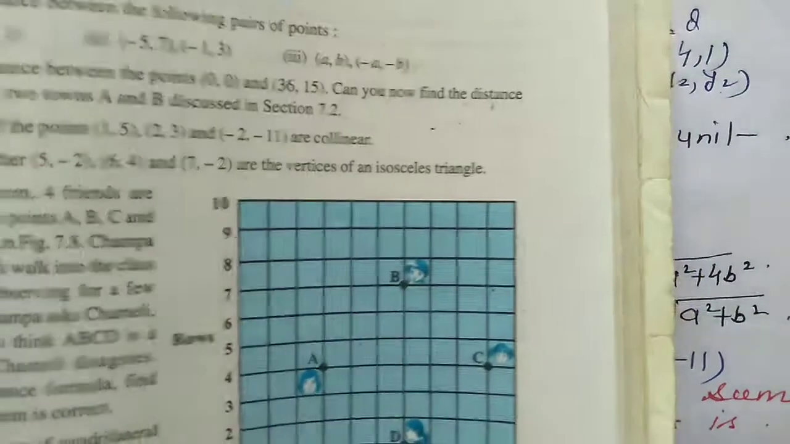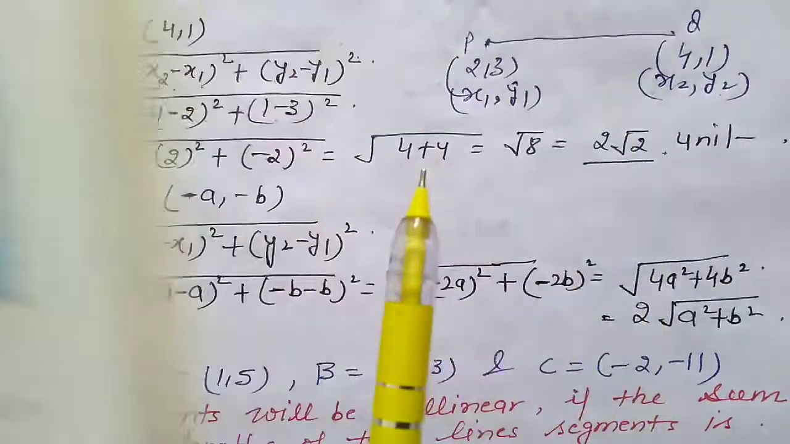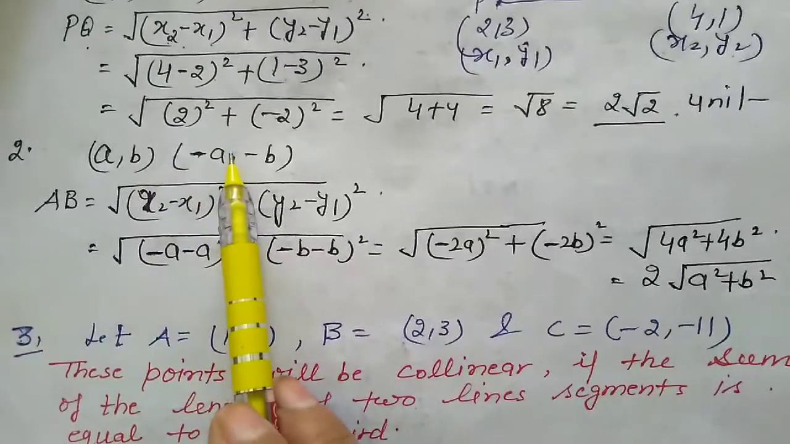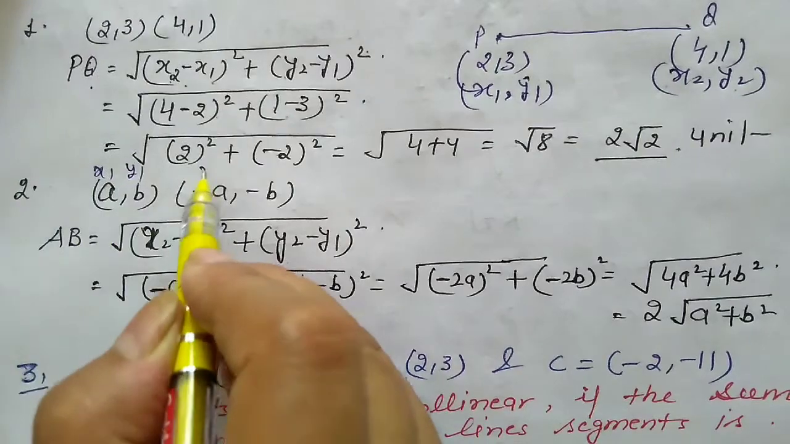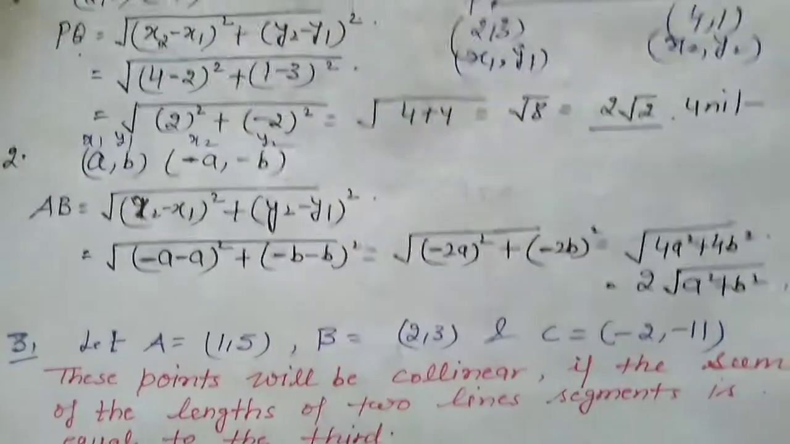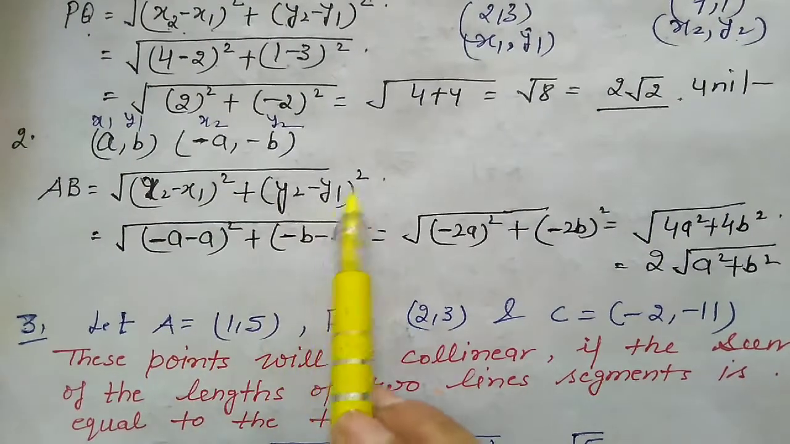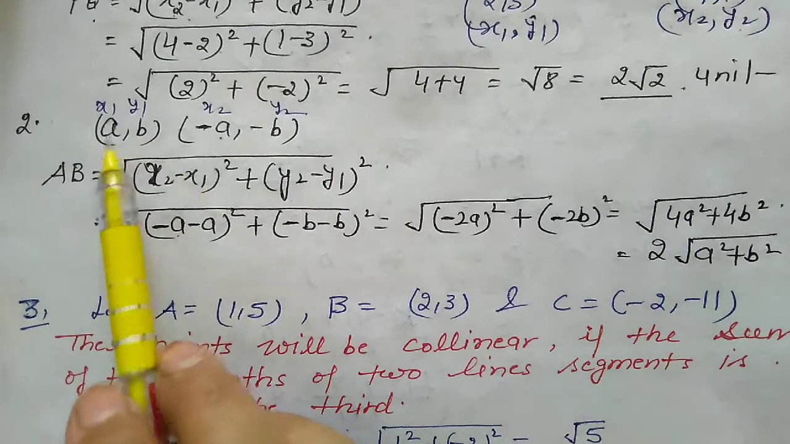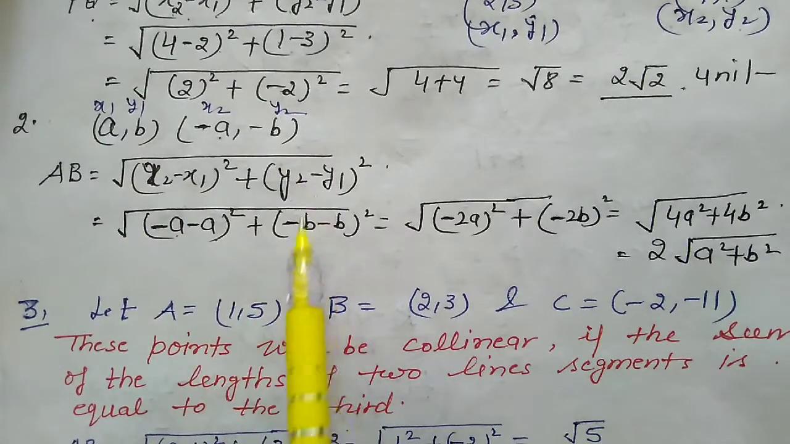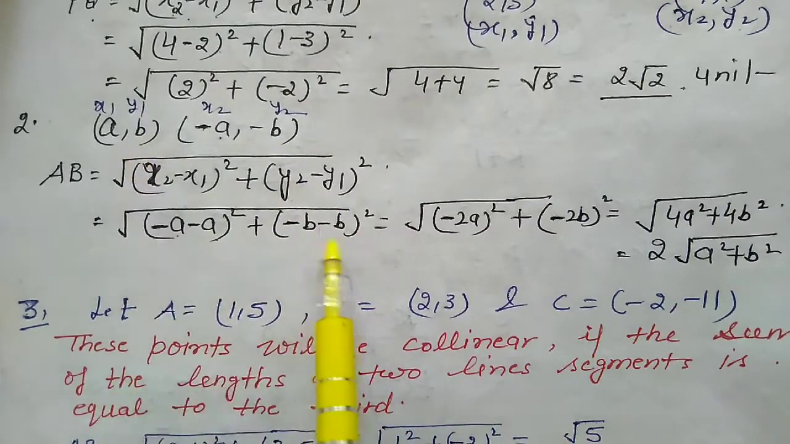Similarly, we can do the second part and third part of this question also. See the third part here: (A, B) and (minus A, minus B). If this is x1, y1 and this is x2, y2, then this is x2 minus x1 whole square plus y2 minus y1 whole square. x2 is minus A, x1 is A, y2 is minus B and y1 is B.